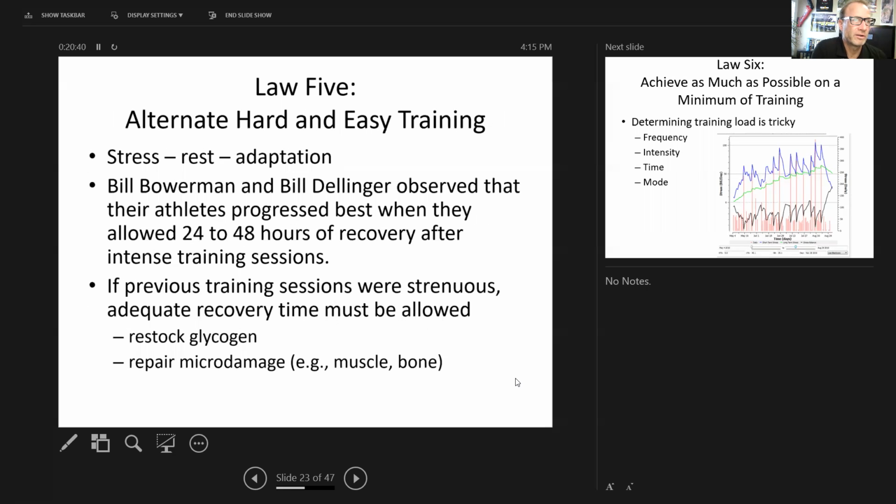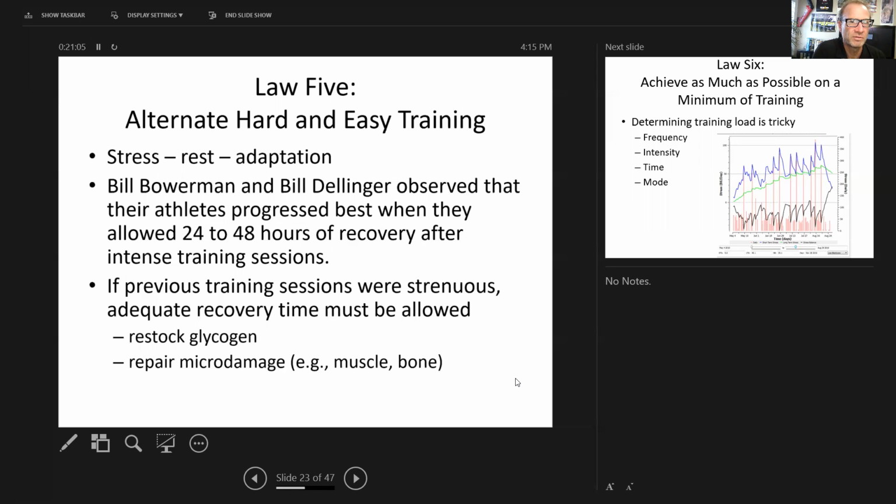Law 5, alternate hard and easy training. This goes back to Selye's adaptation model. You need time to recover: stress, rest, recover, let the body adapt. Bill Bowerman and Bill Dellinger observed that their athletes progressed best when they were allowed 24 to 48 hours of recovery after intense training sessions. Anecdotal information, but it's important.